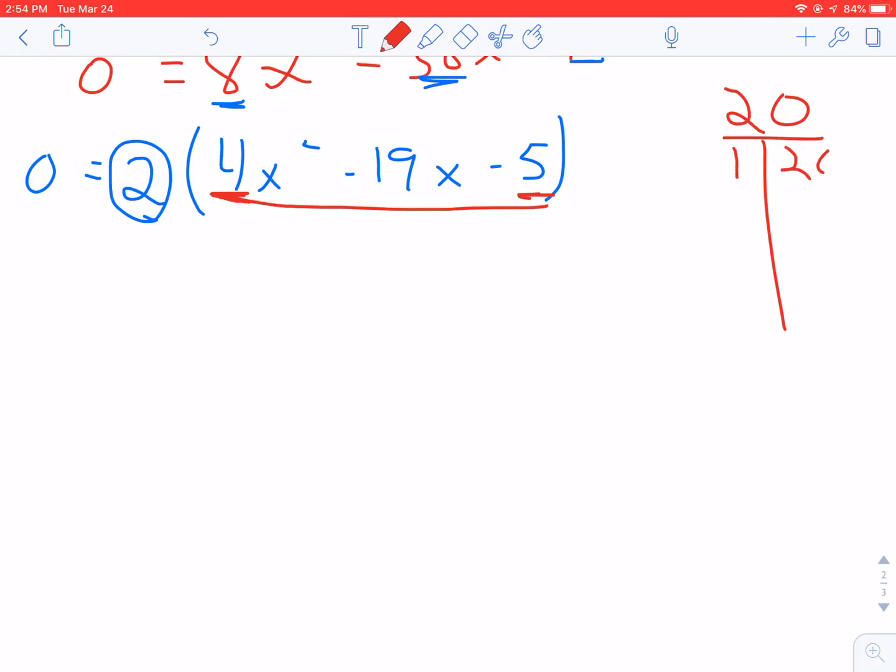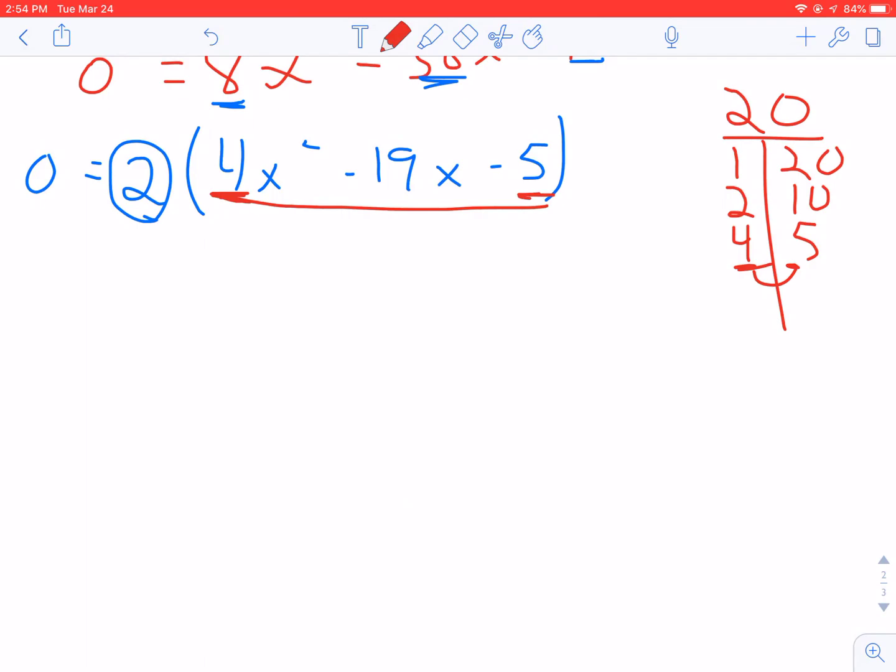So I'm going to list all the factors of 20. So 1, 20. 2, 10. 3 is not a factor of 20, but 4 and 5 are. Now, I know I'm done listing all the factors because the next number I'd pick after 4 is 5, but 5 already shows up on my list. So there's no need to keep going. I've listed all the factors.